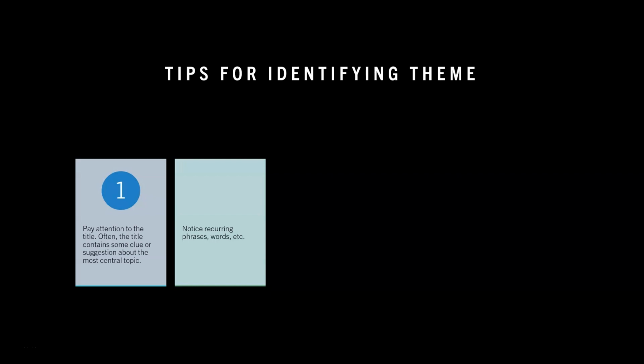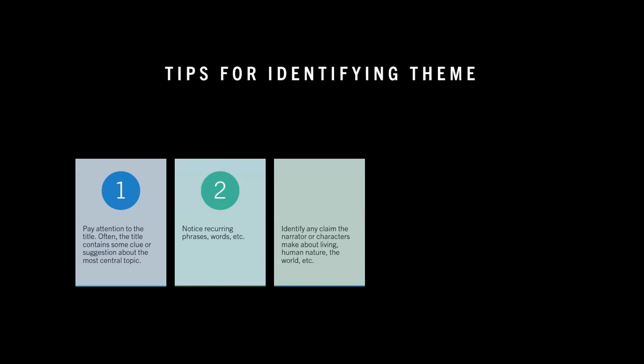Also, notice recurring phrases, words, elements, events. Anytime something shows up again and again, it's fair to assume that that's probably central to the writer's point. You also want to identify any claim the narrator or characters make about living, human nature, the world. So as an example, in A&P, Sammy is making claims about the customers in the store, right? He calls them sheep. And he's also making these claims about these people and, you know, their scrubby little children and the women who are frustrated and angry and sort of combative with him in a certain way. So when our narrator and a character is making those sort of claims, it's fair to say that the author is making a point. And what that point is part of your thematic analysis.